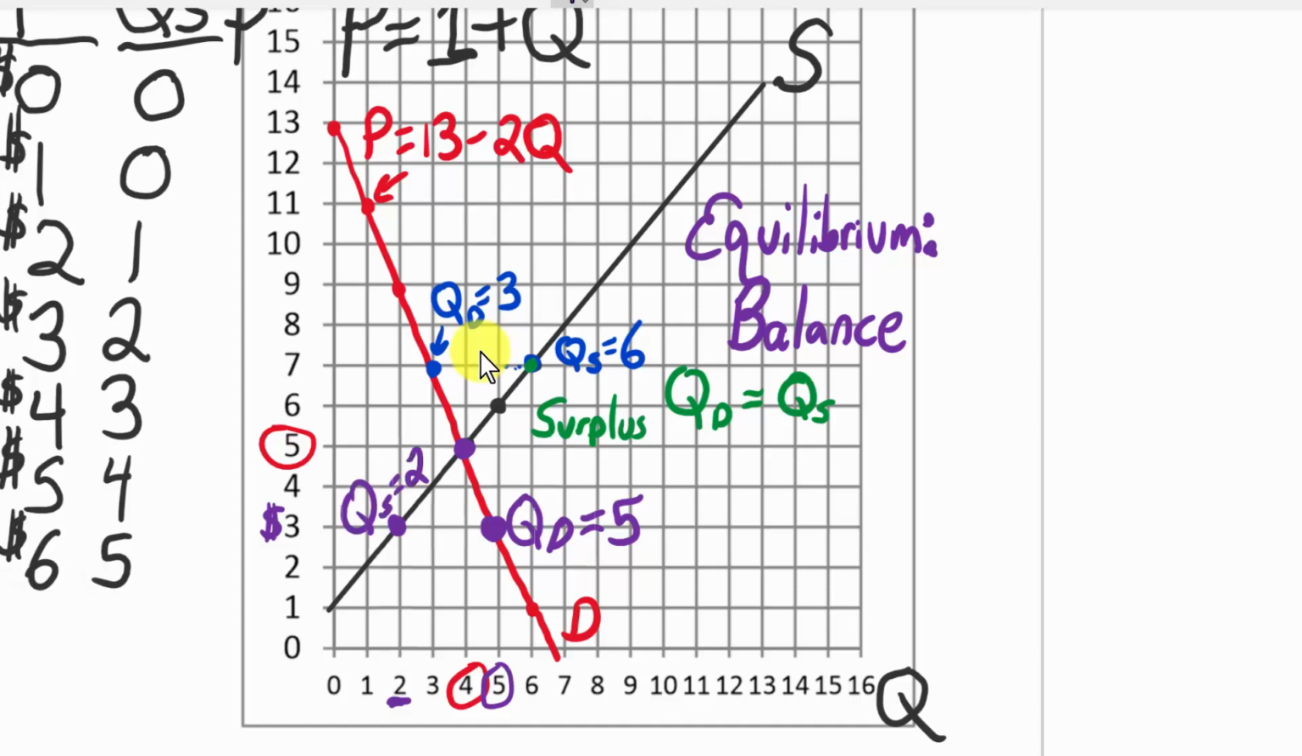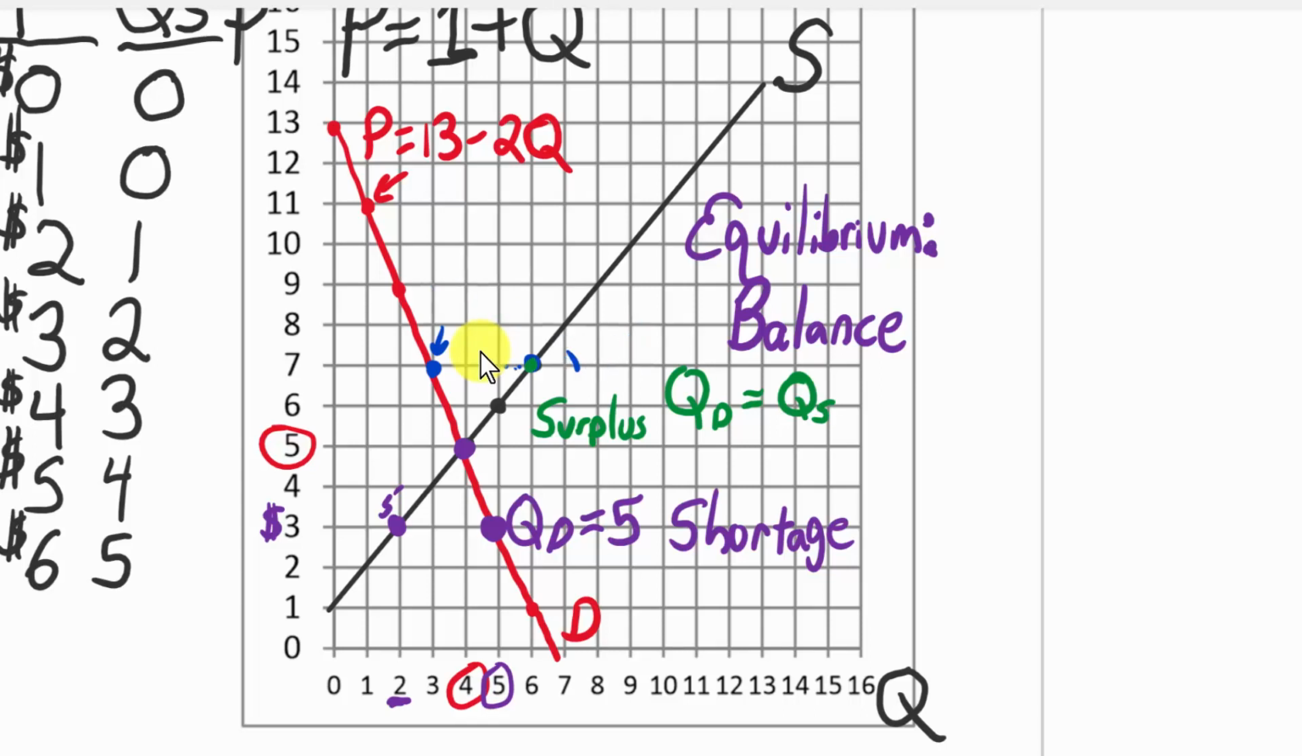What do we call that difference? Well, people want 3 more than there are. We call that a shortage of 3 units. So it's a shortage because people want to buy more than there is, and there's a shortage of 3 units, 5 minus 2.